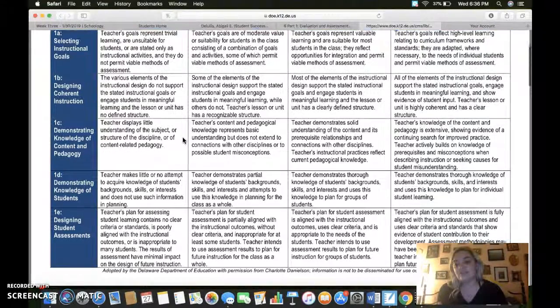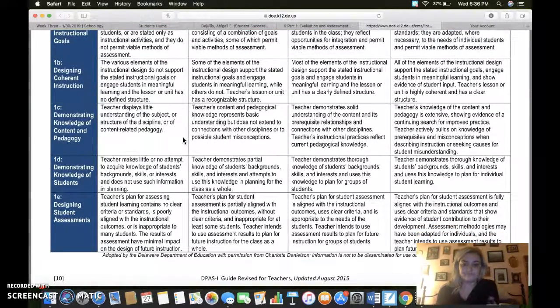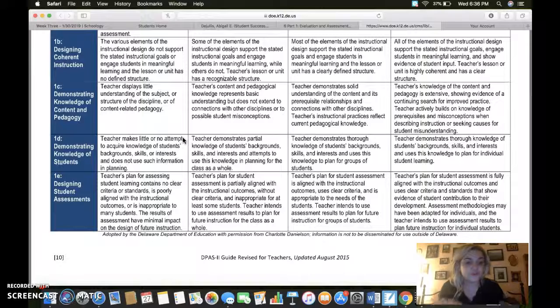And then designing student assessments. To be highly effective in this is a teacher's plan for student assessment is fully aligned with the instructional outcomes and uses clear criteria and standards to show evidence of student contribution towards their development.